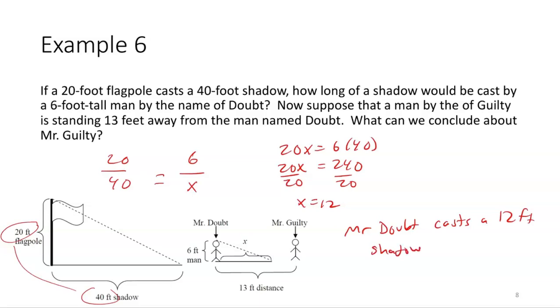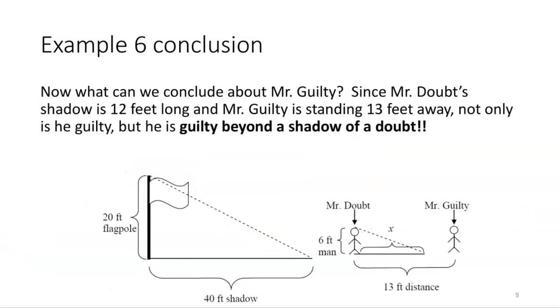So what can we conclude about Mr. Guilty? Assuming that's here, Mr. Guilty is standing 13 feet away from Doubt. Well, since Mr. Doubt's shadow is 12 feet long and Mr. Guilty is standing 13 feet away, not only is he guilty, but he is guilty beyond a shadow of a doubt.